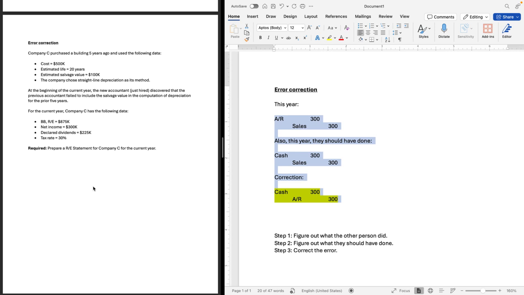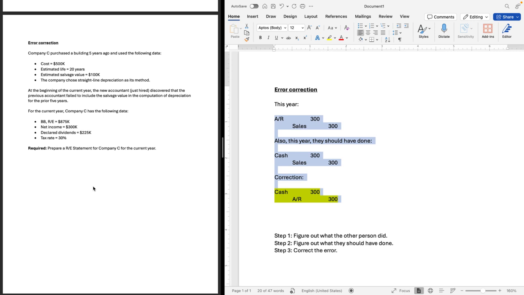So at the beginning of the current year, the new accountant just hired, maybe you, discovered that the previous accountant had failed to include the salvage value in the computation of depreciation. Well, that's an error. When you do the depreciation, the straight line method, you're supposed to include the salvage value. So the old accountant, maybe that's why they were fired, if they were fired. They're making lots of errors.